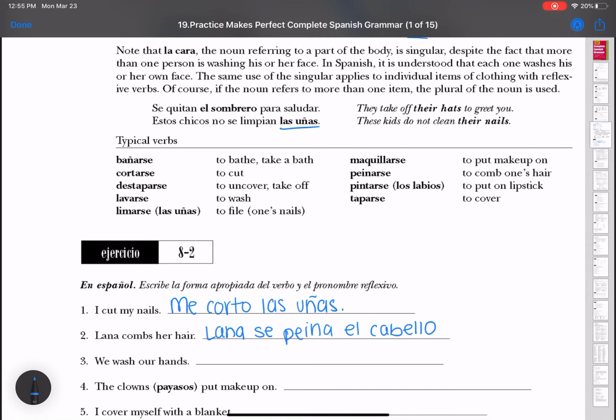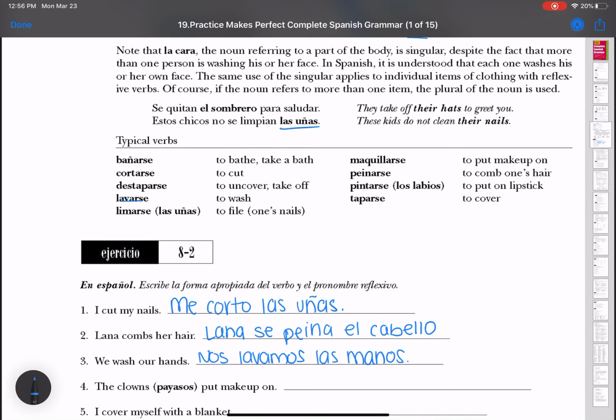We'll do one more together. We wash our hands. So we're going to start with nos as our appropriate pronoun. Wash. So we know to wash is lavarse. So L-A-V-A-M-O-S. So we started with lavar, took off our A and added A-M-O-S because that's our ending for we. And then hands. So just think the hands. So las manos.